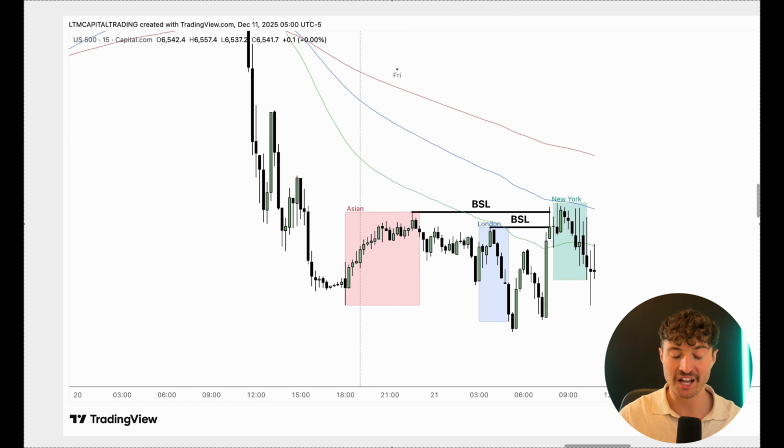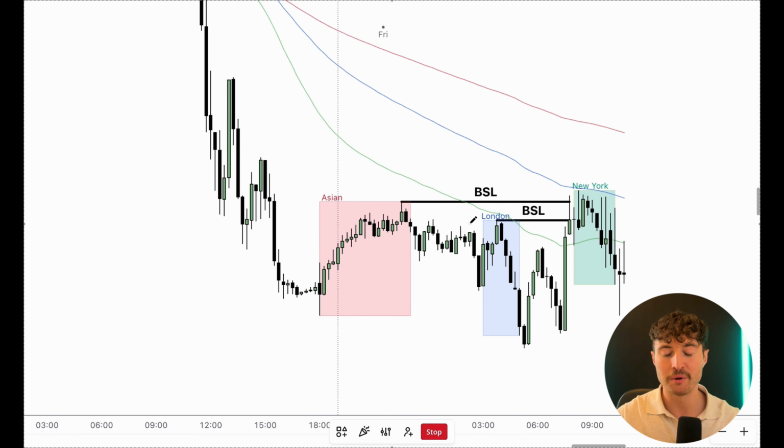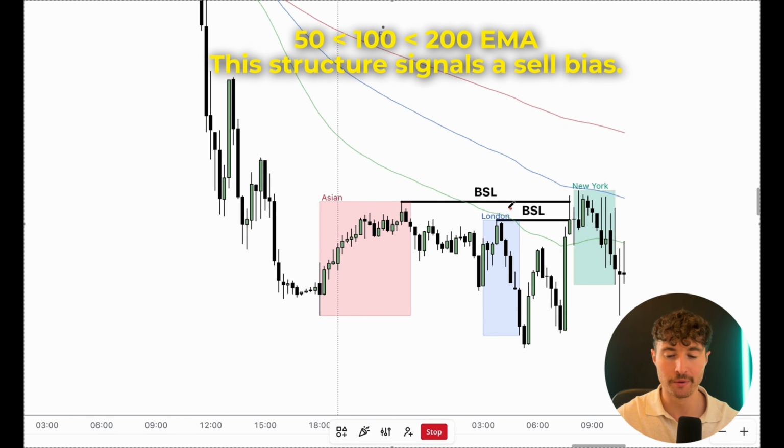An example of a sell bias market, we literally looked at this same example before, but now we're adding a directional bias. We're adding a mechanical filter. So what do we have? Well, 50 is less than the 100, which is less than the 200. And so, sell bias market. So you're only going to be looking for sell positions.